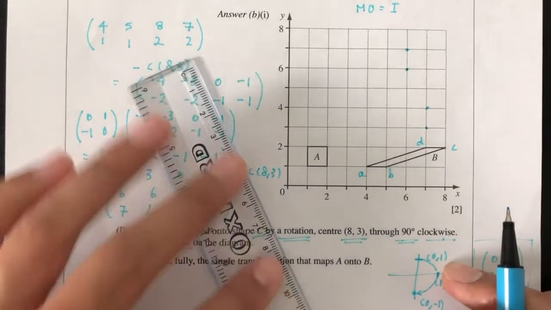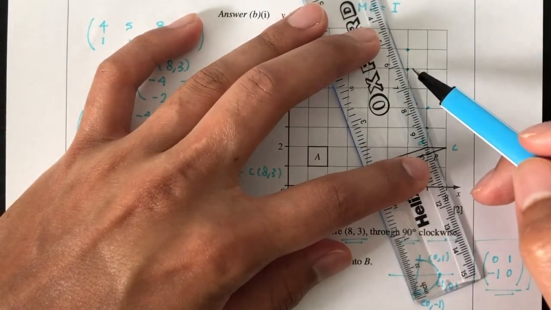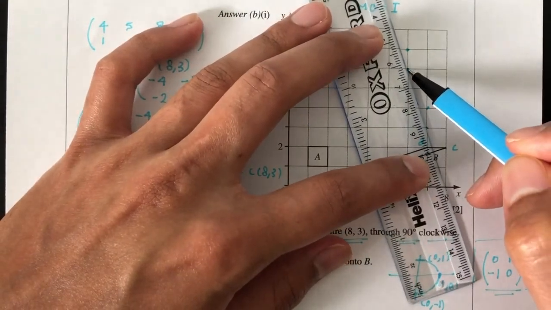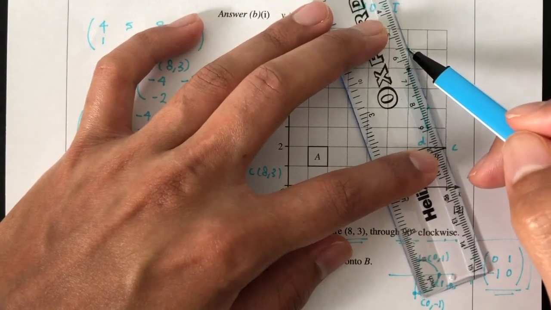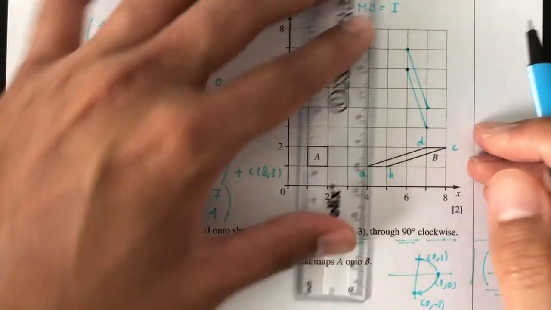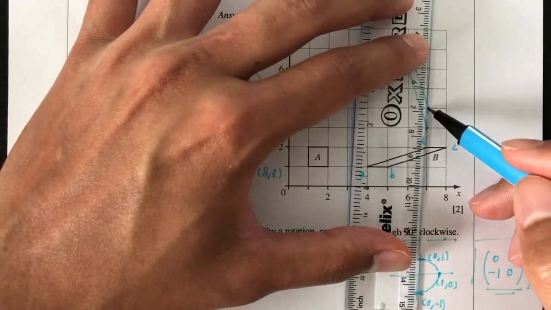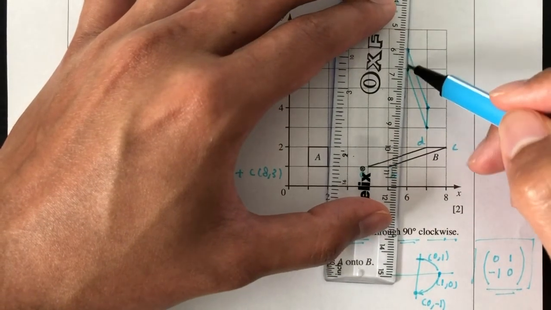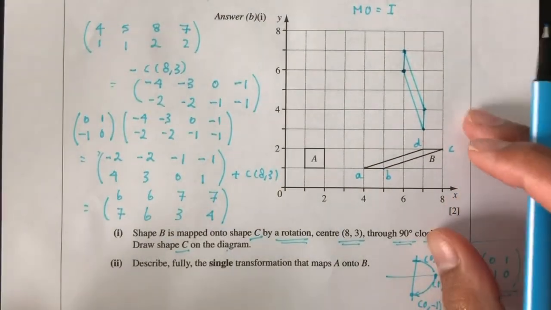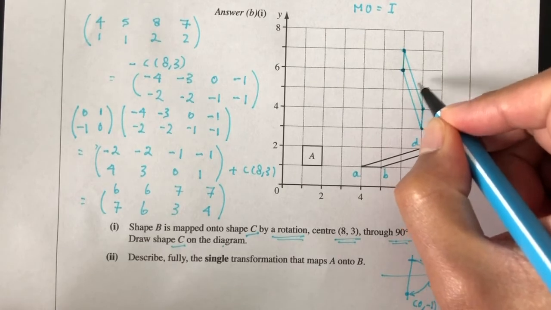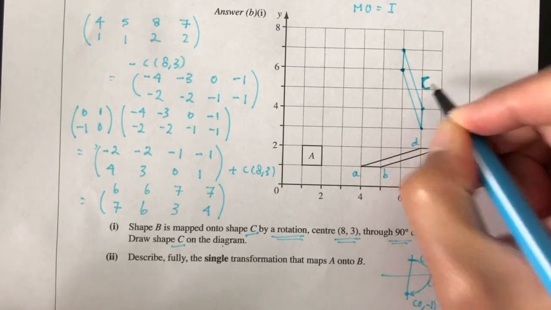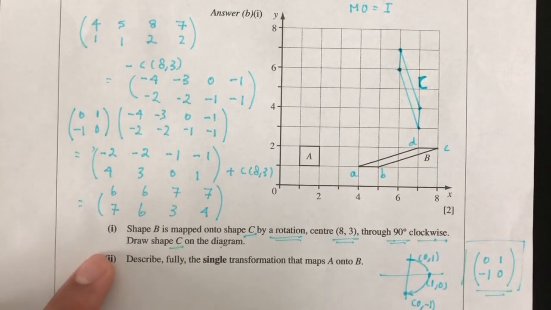So let's join those points to have the transformation. Okay, that's it. That's the image, and let's call this the shape C. Okay, that's my answer for part 1.